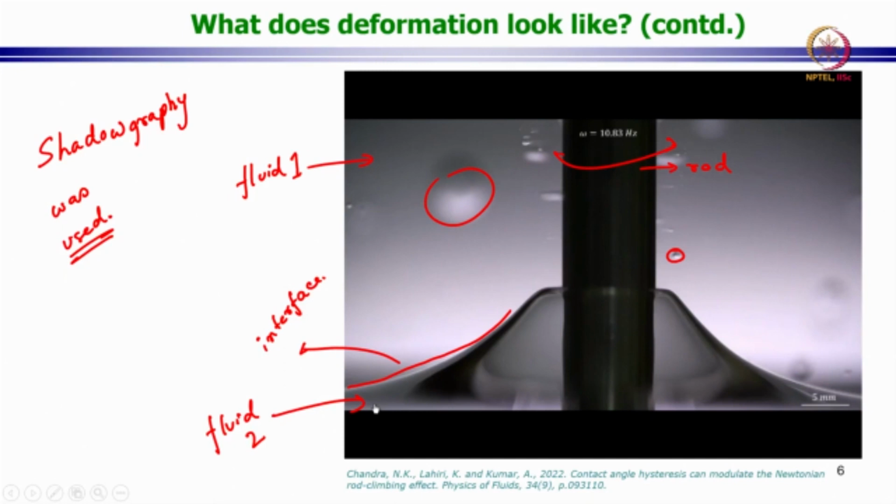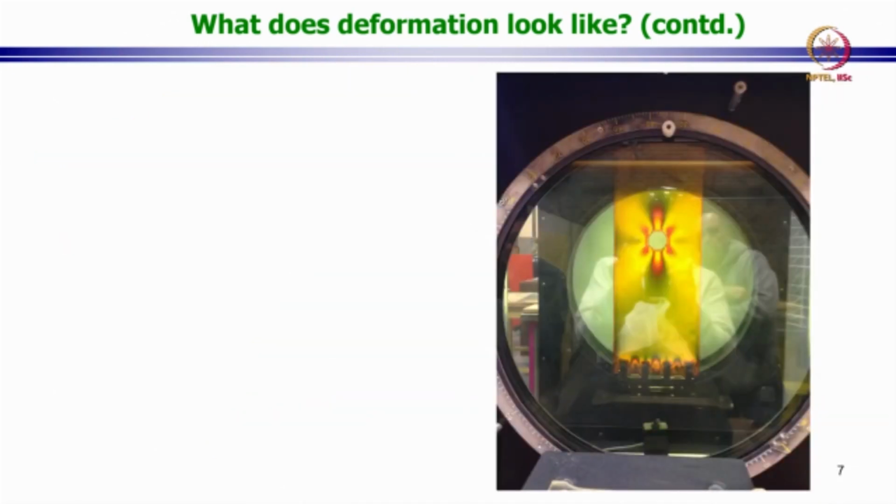By the way, if you want to read more about this paper or this type of motion, you can refer to our paper, which was published in 2022, and it discusses the physics behind this phenomenon. It's called the rod climbing effect, and this is for 2 Newtonian fluids. Okay. So this gives you some idea of deformation in fluids. We now move on to deformation in solids, right.